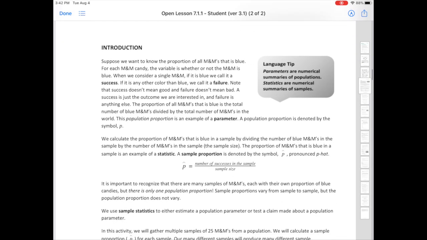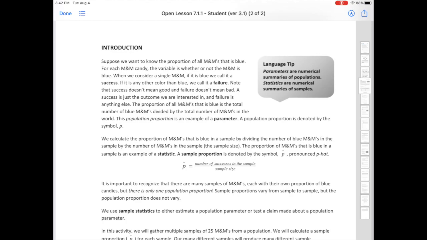Let's do the official introduction here where we can learn about some of the symbols. Again, suppose that we want to know the proportion of all M&Ms that is blue. For each M&M candy, the variable is whether or not the M&M is blue. When we consider a single M&M, if it is blue, we call it a success, and if it is any other color than blue, we call it a failure. Note that success doesn't mean good and failure doesn't mean bad, even though we normally think of those words that way. A success is just the outcome we are interested in, and failure is anything else.